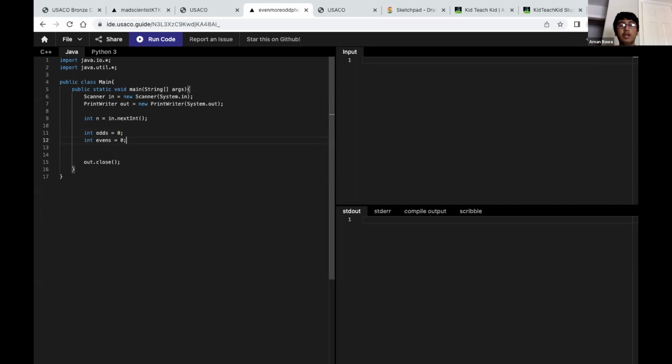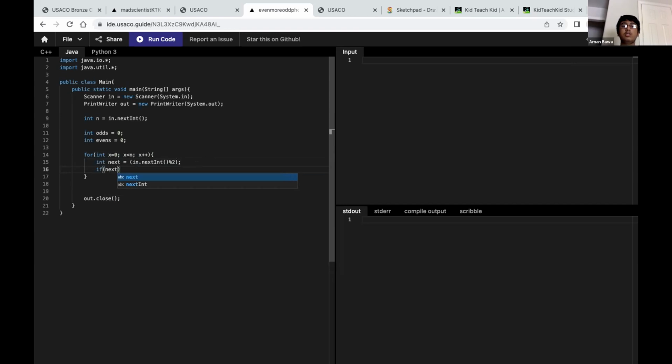And then as I read in my cows, I'll automatically update odds and evens to tell me how many odd and even cows I have. So while I read them in, I'll do that. I'll create a variable next, which stores the next cow. And I'll also store it mod 2. So that'll tell me odd or even.